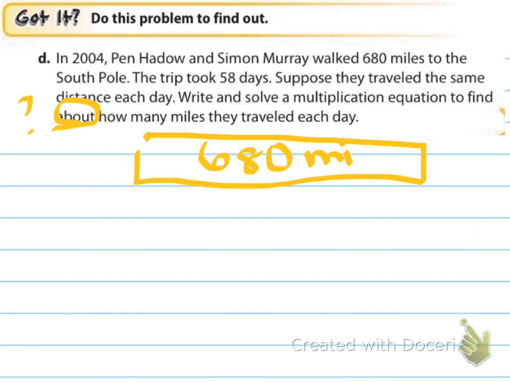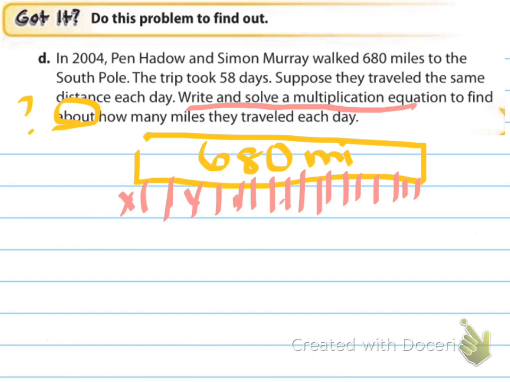So I'm taking this number, and I know that ultimately I've got 58 days. I want to know how many miles I went in that 58 days. So if I were crazy and I was actually going to put a billion of these things, I need to put 58 of these lines, and this is the amount that I don't know. This is what I don't know. How many miles did they go in those 58 days? So we need to write and solve a multiplication equation.